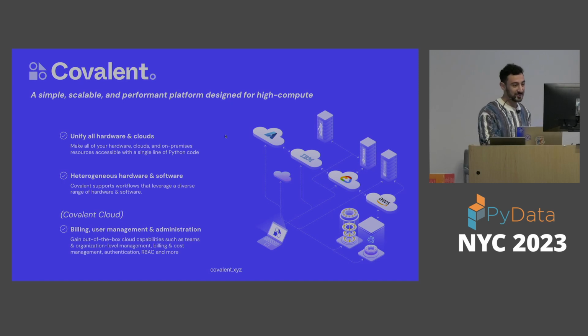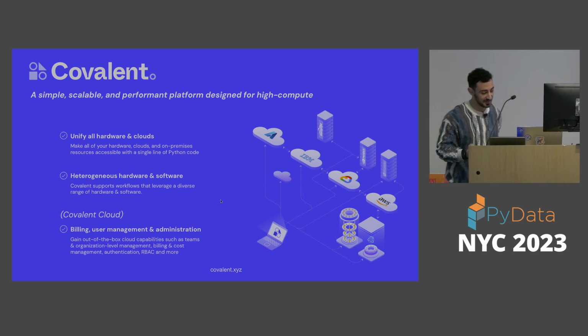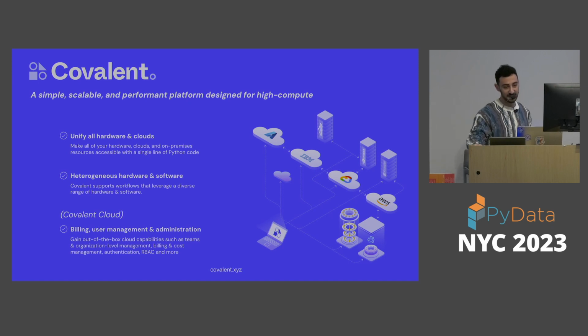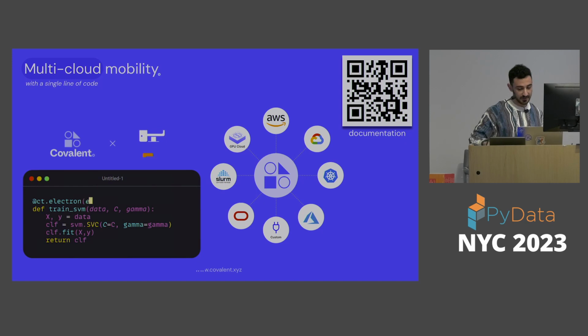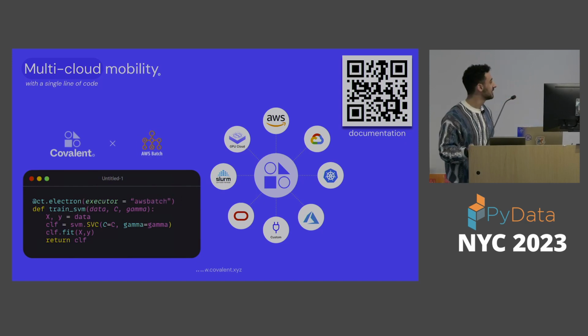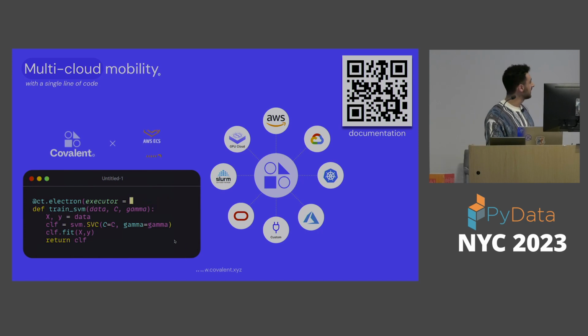So here's maybe a first look at what the user experience is like. You can see we have a little decorator that's denoting this train SVM function in this case as something called an electron. That's just the word we use for tasks. And when I say Covalent is convenient and modular, we can pass this electron something we call an executor. In this case, in this little GIF, it's just passing a string, so it'll be the default config that you have for any one of these platforms that you see it cycling through here.